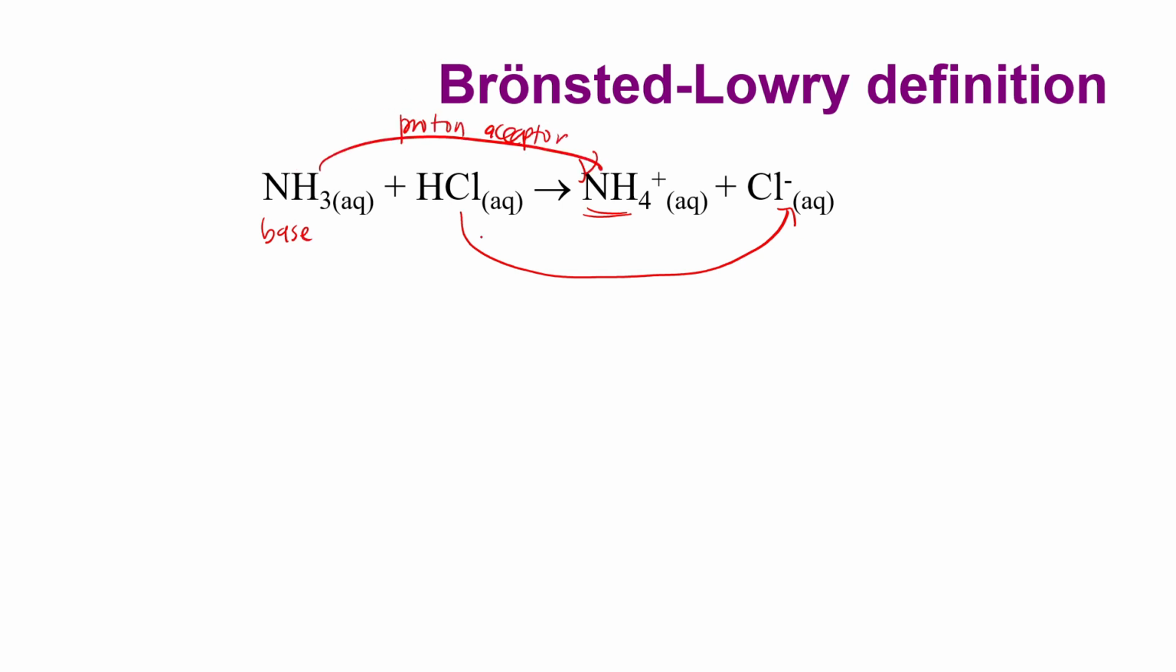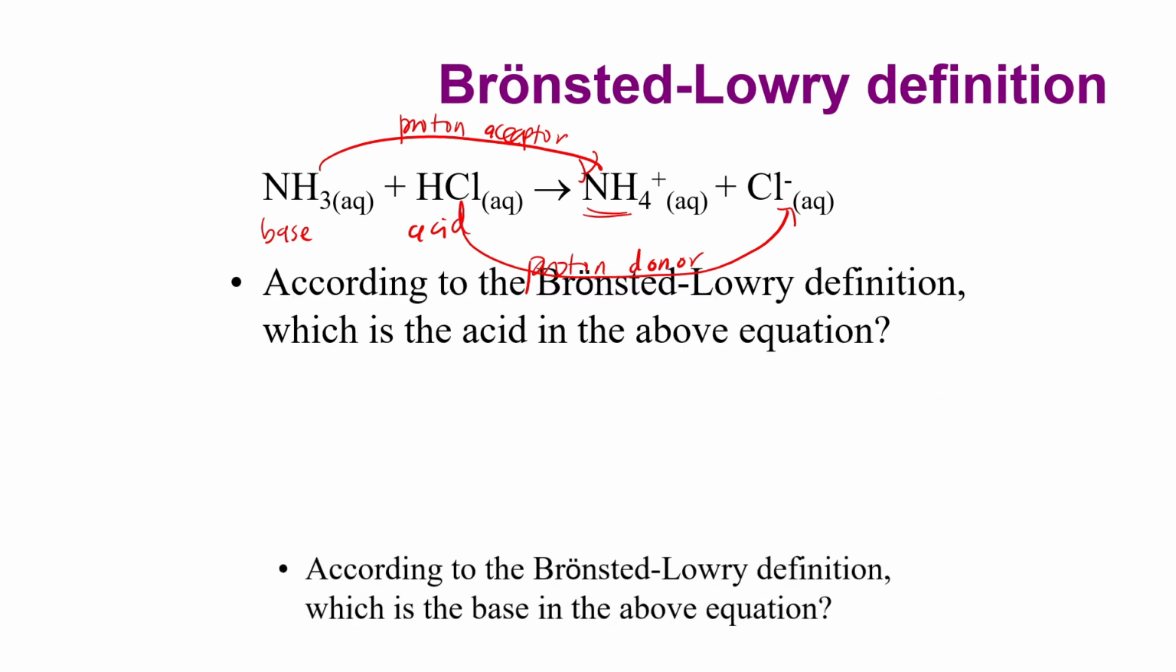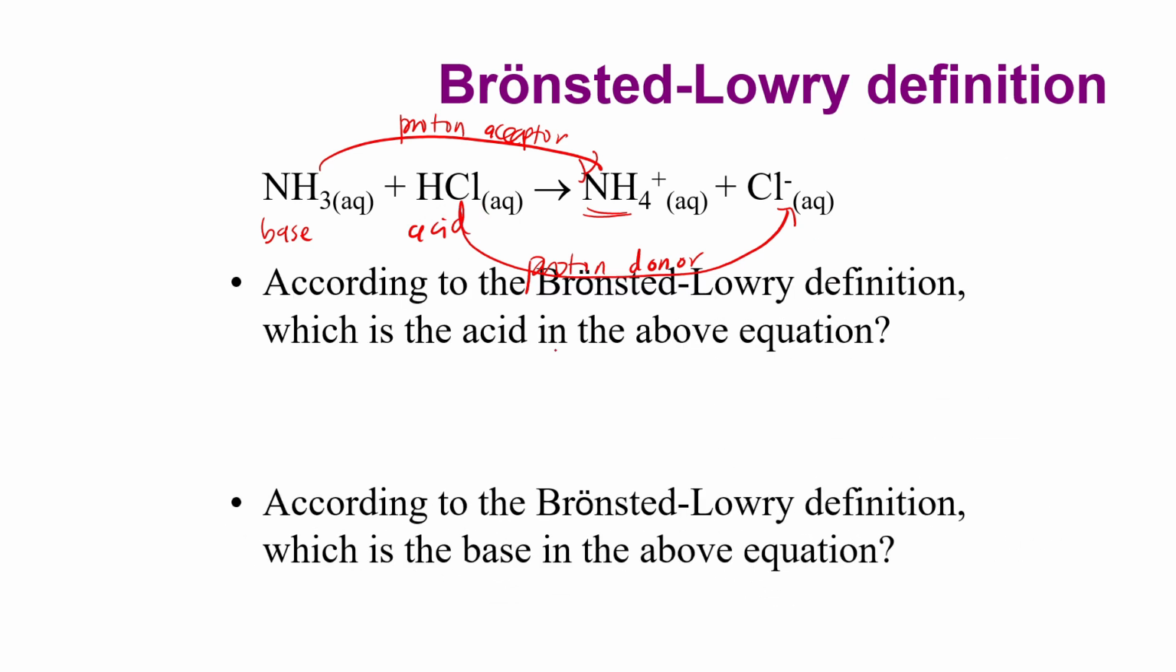So HCl compare with Cl minus. So HCl hilang satu hidrogen, so proton donor. Okay, donate H plus untuk menjadikan dia Cl minus. Jadi dia ialah Bronsted and Lowry acid. So according to Bronsted and Lowry definition, which is the acid? So acid ialah HCl. Which is the base? So base ialah NH3.